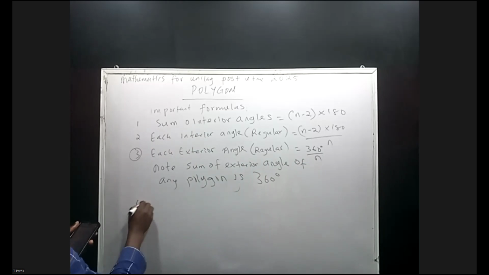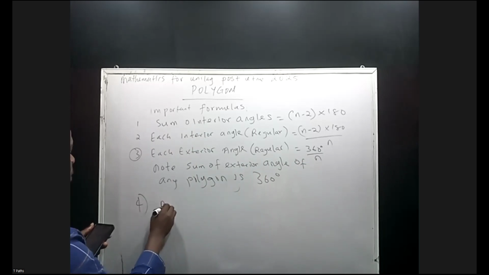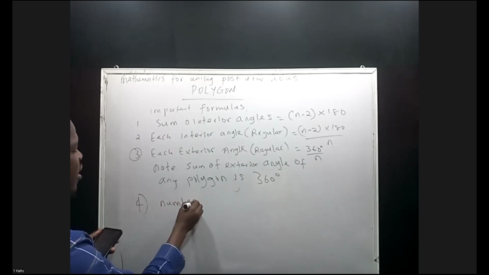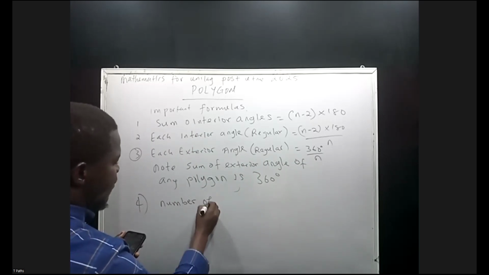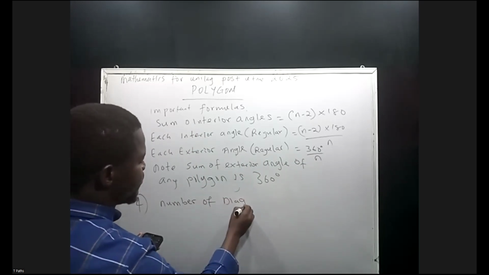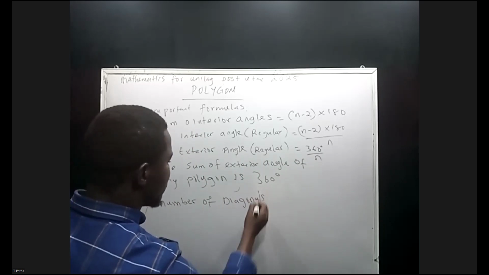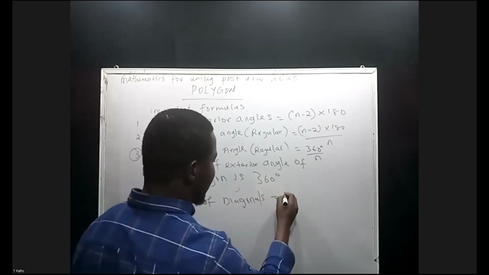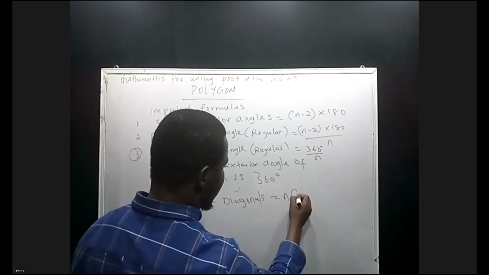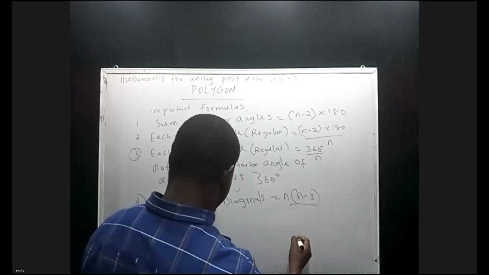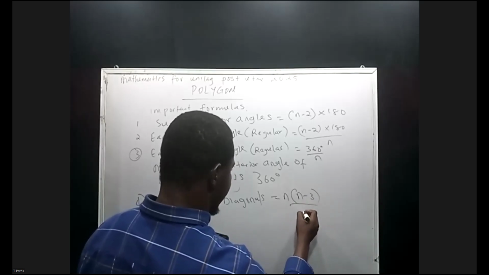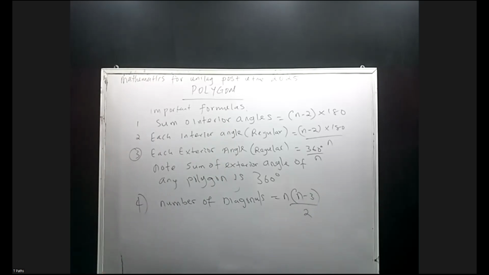Four, the number of diagonals. The number of diagonals a polygon can have is denoted by this. Now I'm going to explain these formulas.